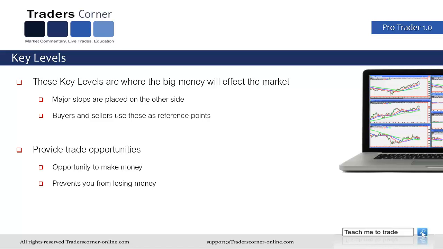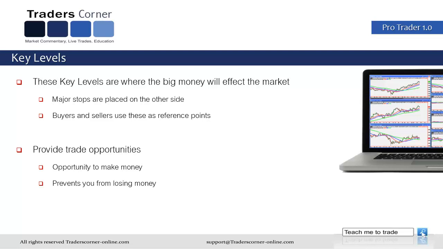Now, this provides you with two different opportunities. The first opportunity is to trade from the levels. Using one of the entry techniques that we've shown you, with some of the other technical analysis tools that we've shown you, you can use that particular level as an opportunity to make money. So you either trade the breakout from the level, or you can trade the bounce from the level.